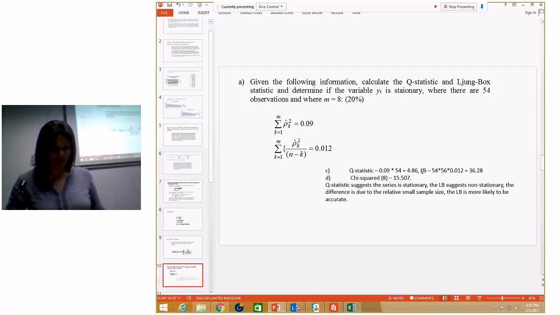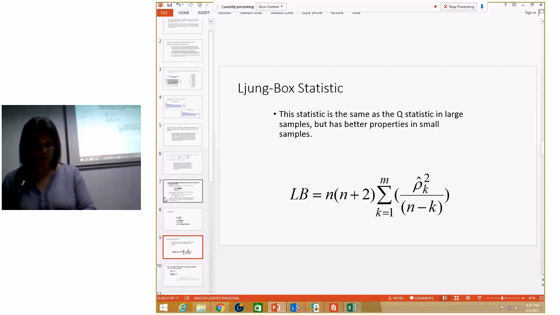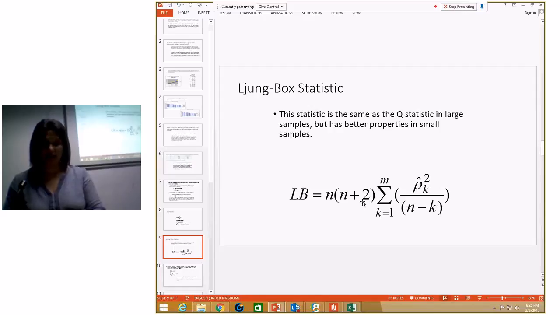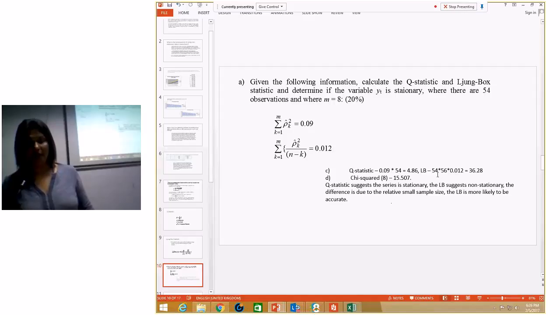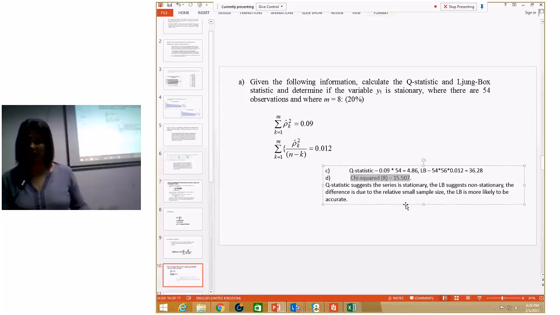For the Ljung-Box formula, n in our example is 54, and it is n plus 2. Again, n means 54 plus 2, which is 56. So 54 multiplied by 56, multiplied by this value. Then it is 36.28. The chi-square value is 15.540.